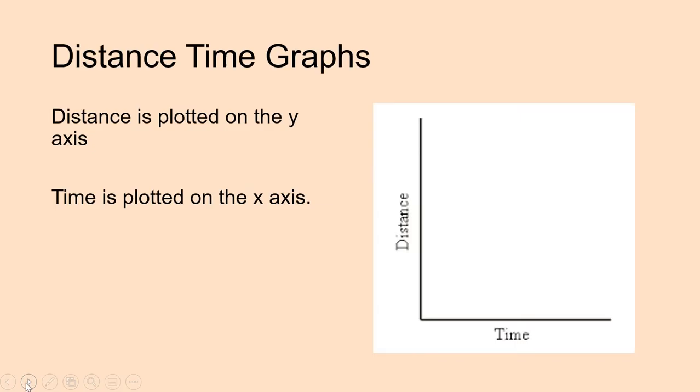In a distance time graph, distance is plotted on the y-axis, which is the one going up, and time is plotted on the x-axis, which is the one that goes across the page.